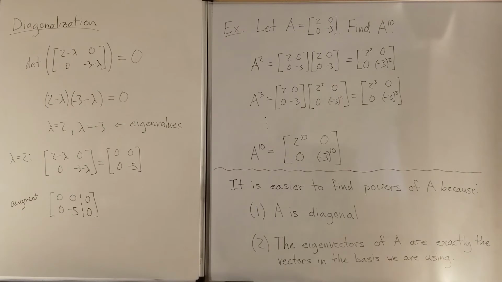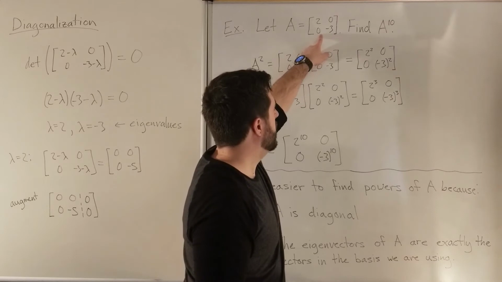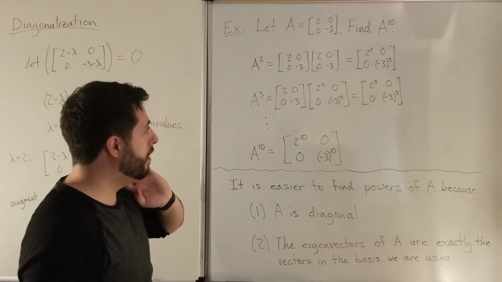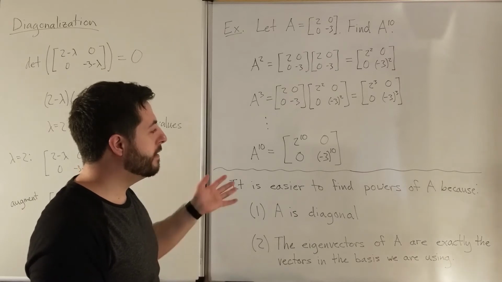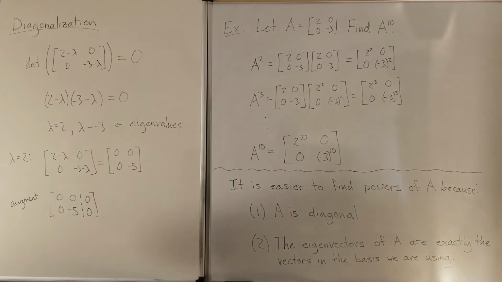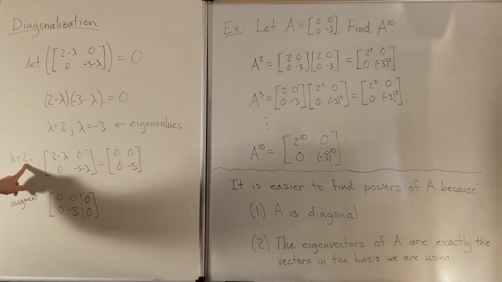We could have also been able to tell that 2 and negative 3 were the eigenvalues of this because this is a diagonal matrix. Okay? And all diagonal matrices are upper triangular, and all upper triangulars have eigenvalues which are just the diagonal entries. So we get 2 and negative 3, and now let's just look at 2 for now.